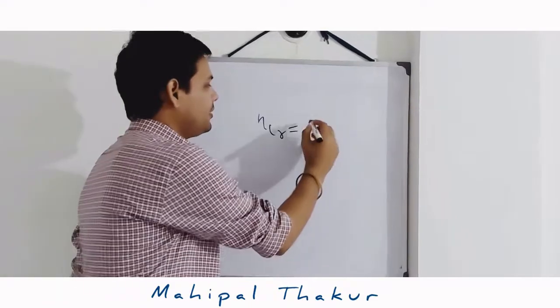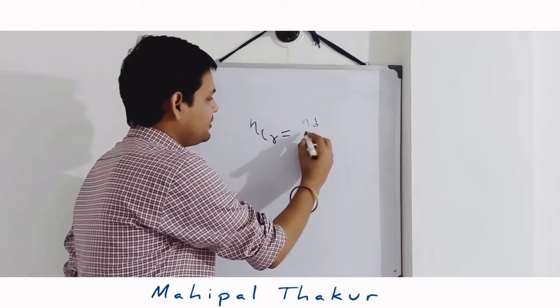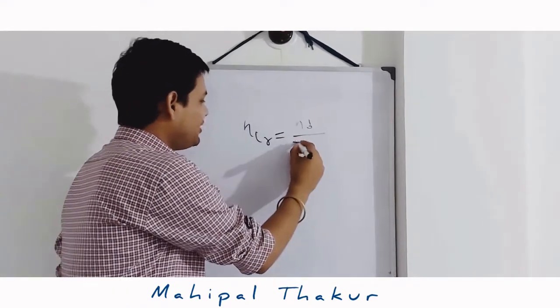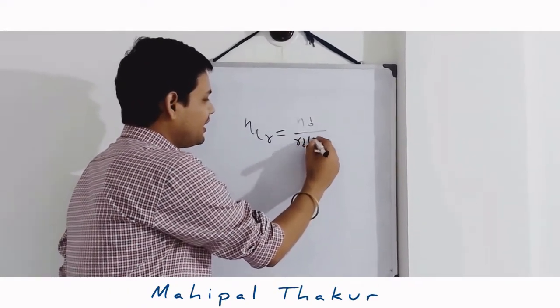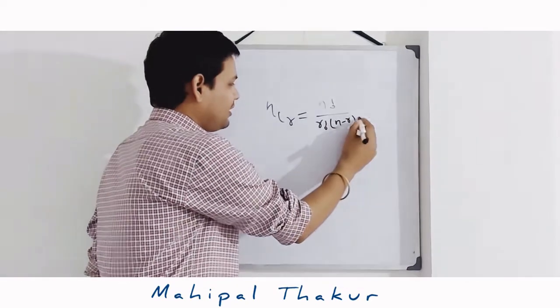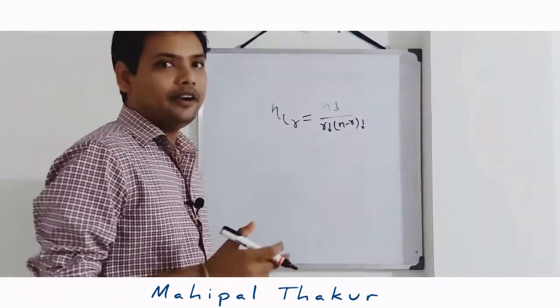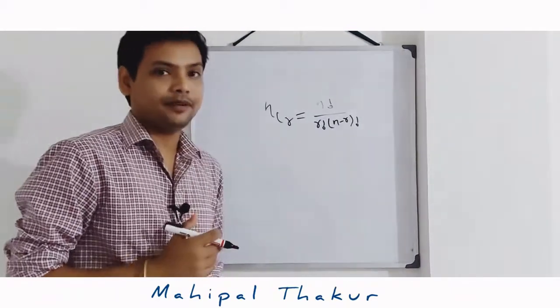Today I am going to talk about what is NCR. NCR stands for n factorial divided by r factorial times n minus r factorial. This is the formula for combination, and this is not the correct way to use this formula.